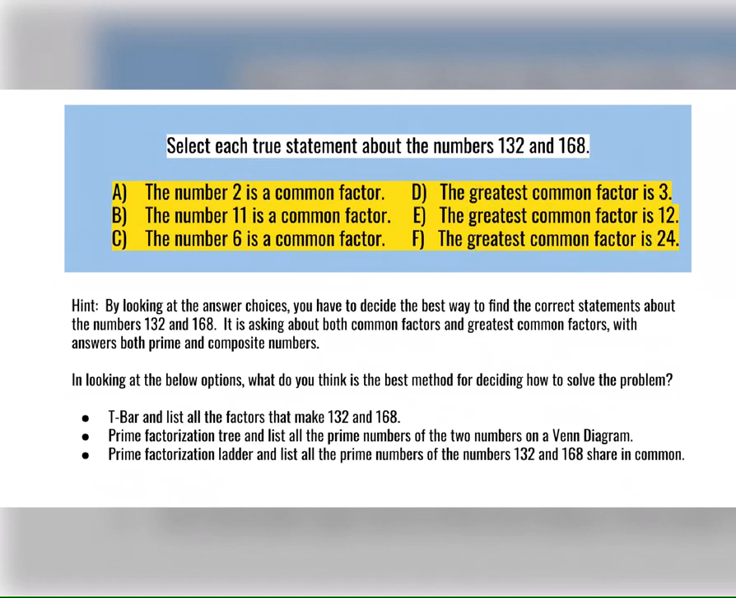Also, we notice we have 3 numbers that are prime numbers and 3 numbers that are composite numbers. So with that said, you have to make a decision on what method to use. Are you going to use a T-bar method, maybe a prime factorization tree with maybe a Venn diagram, or a prime factorization ladder?